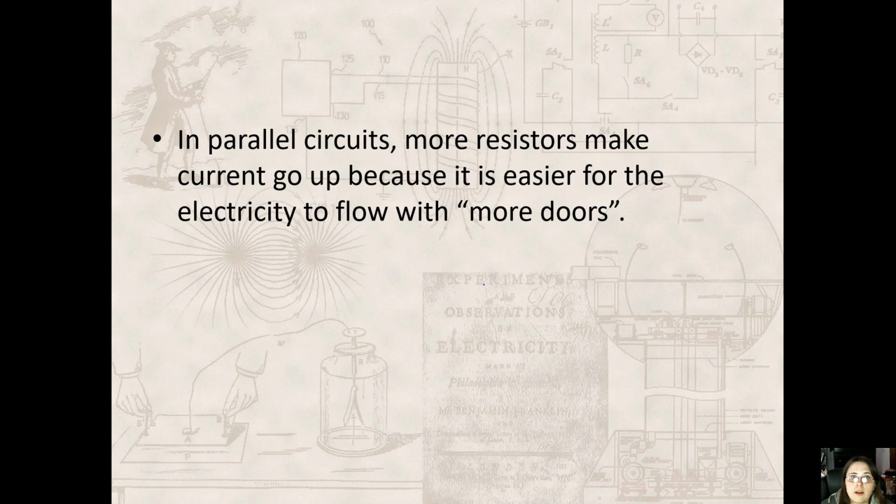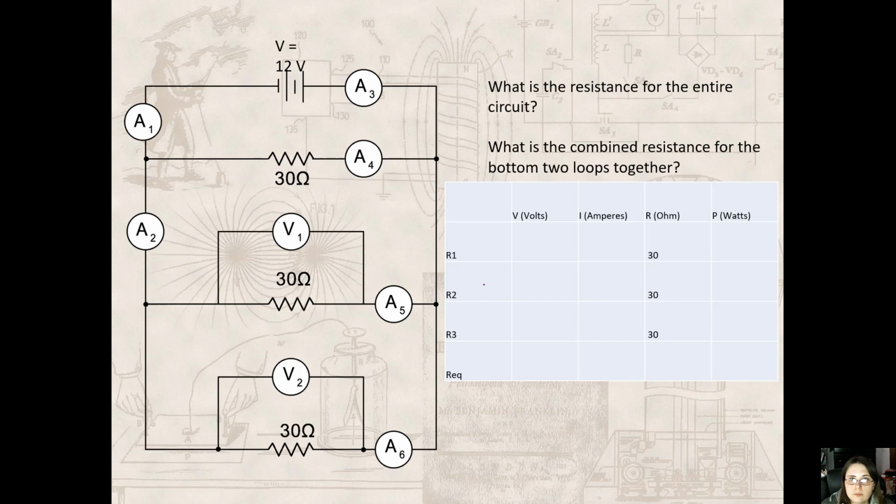All right, so in a parallel circuit, more resistors make current go up because it's easier for the electricity to flow through the different doors rather than only having one door to go through. So here is an example.